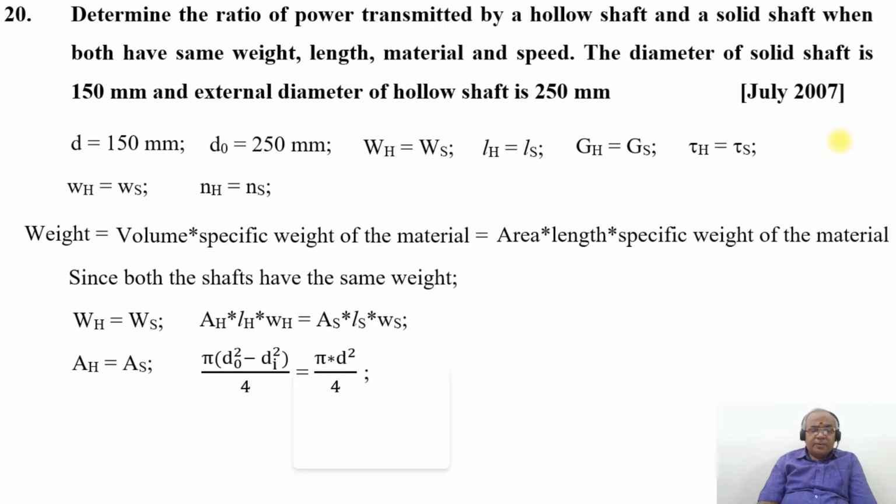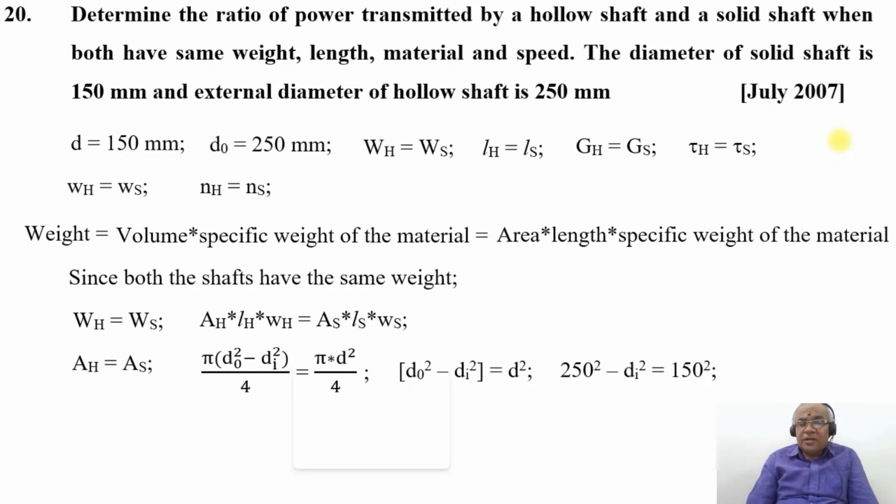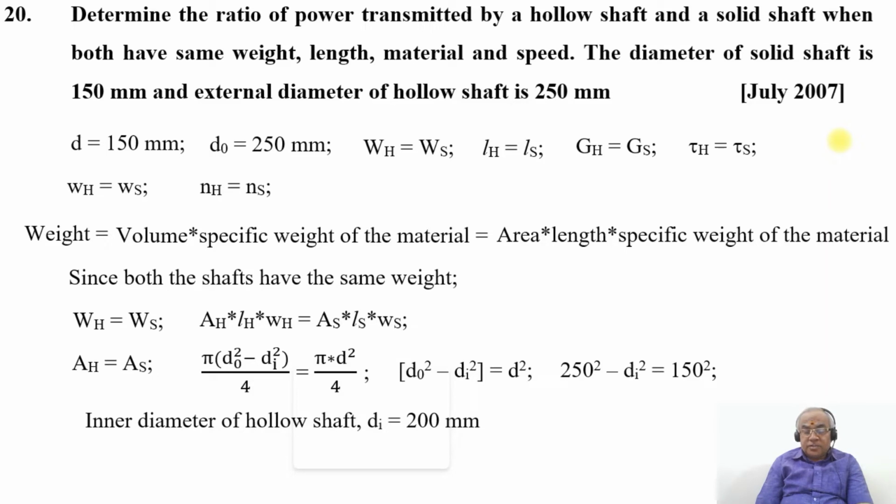So pi by 4 and pi by 4 get cancelled. Therefore, D naught square minus Di square will be equal to d square. So substitute the values: 250 square minus Di square will be equal to 150 square. Therefore, the inner diameter of the hollow shaft, Di, will be equal to 200 mm.